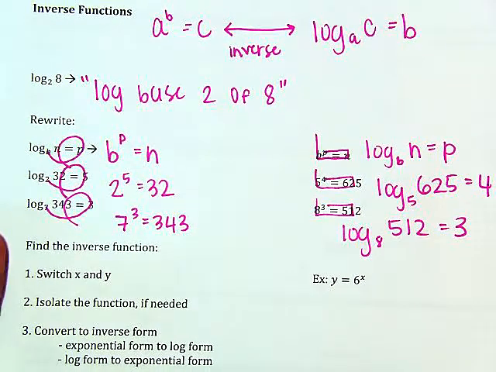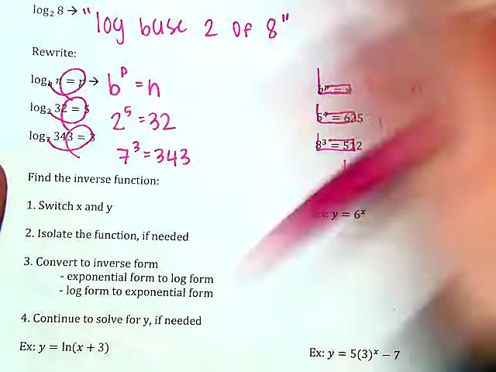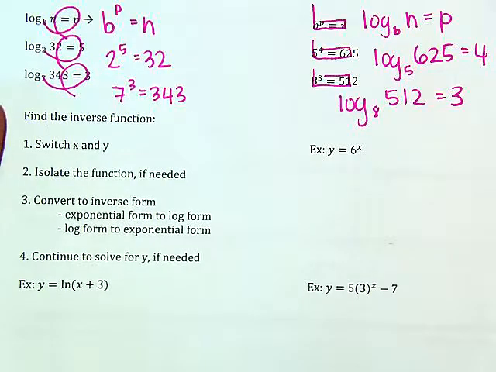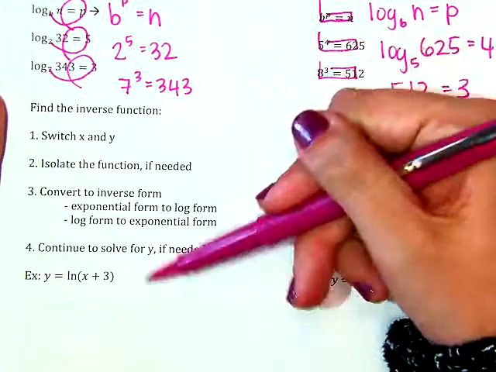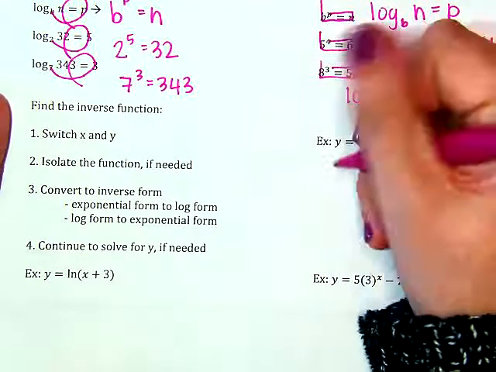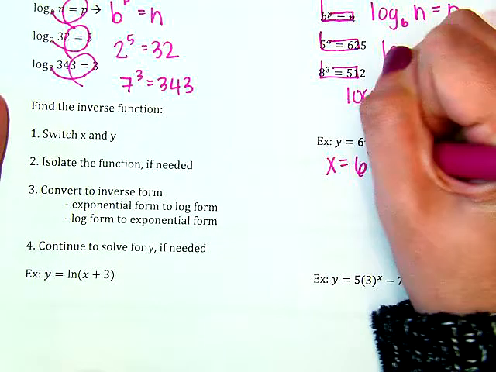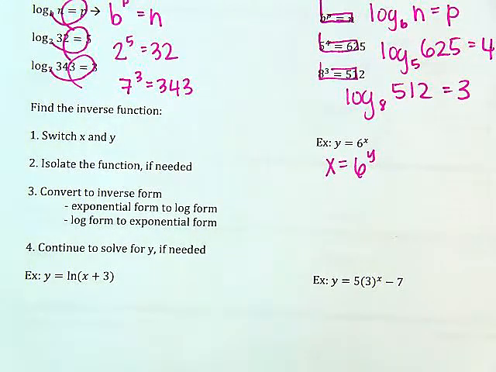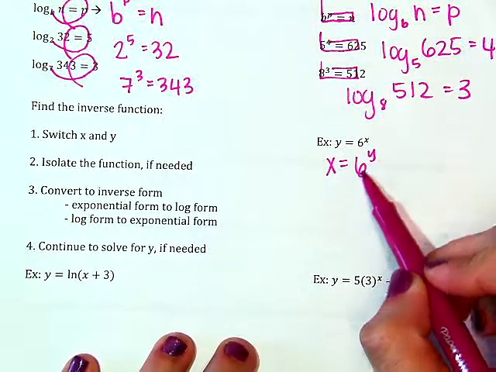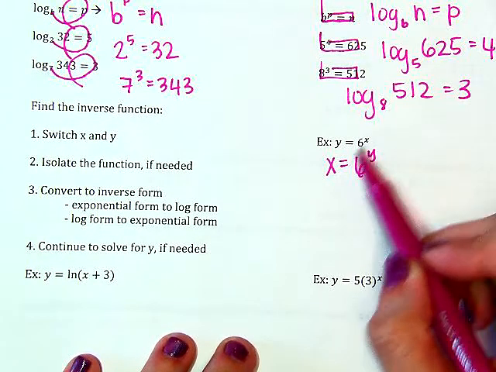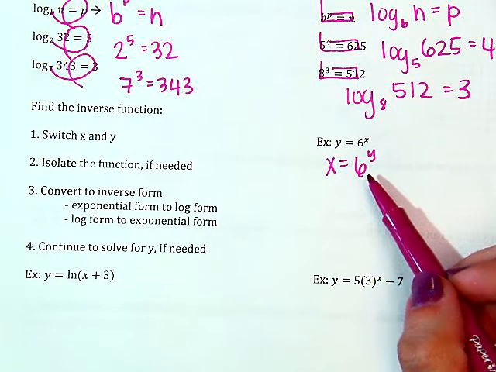Just like that. Last thing for today is finding the inverse function. So you can do this. I put some steps here for you. Number 1, you're going to switch the x and y. So it's x equals 6 to the power of y. Then you want to isolate the function. You want this function to be by itself. Well, this one, the exponential part, already is by itself, so you're good.